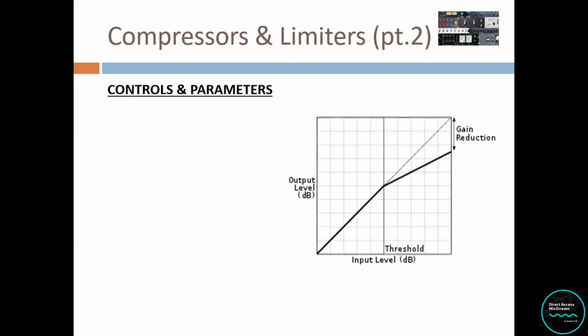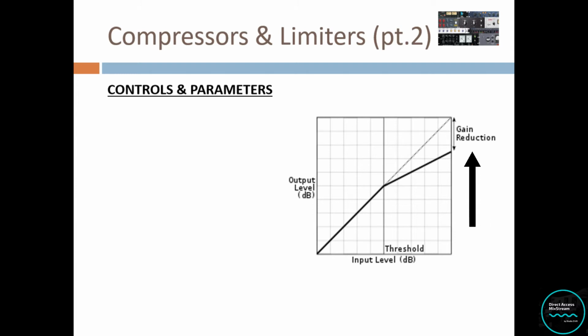So what are the main controls and parameters? Let's look at this graph and try to understand it. On your x-axis, you have your input level. What's the level of the signal going into your device? And then you have your output level. The two values that you want to see here are your threshold, the line where the input level meets the output level, and then you have your gain reduction.